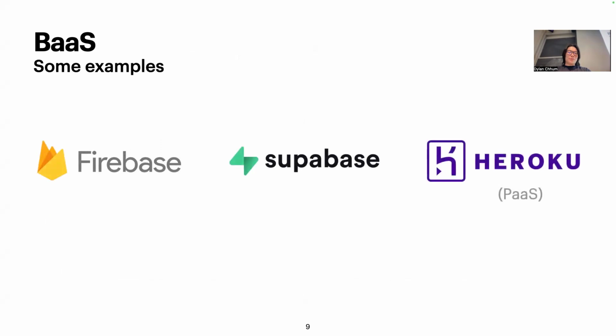So, here's some examples. There's Firebase. I always hear people talk about Supabase. Heroku, I don't really know too much about that. And it might be a long shot, but I think Vercel is another one, a backend service that you pay for and they host and deploy your websites for you.